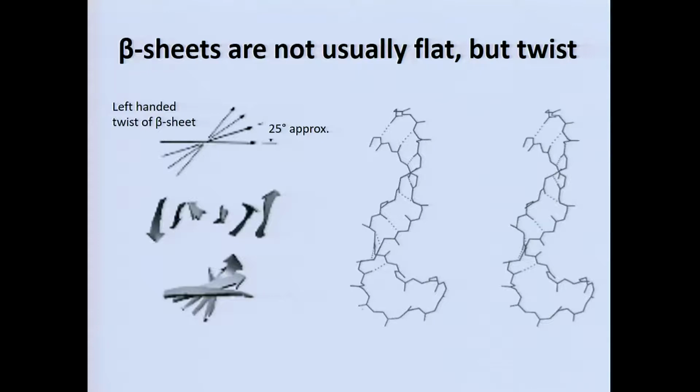So here you can usually observe about a 25 degree twist, not exact, between two strands of beta sheets, and that is why they are very much twisted. That is the reason they are not flat. So there is a certain angle present between the two strands of the sheet.